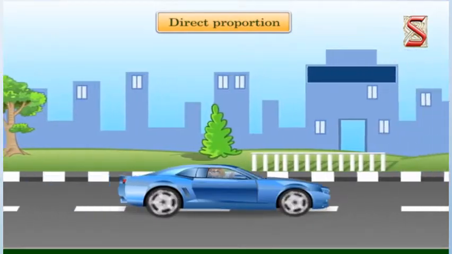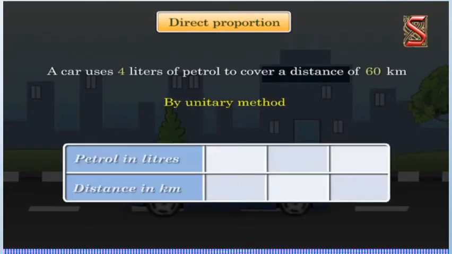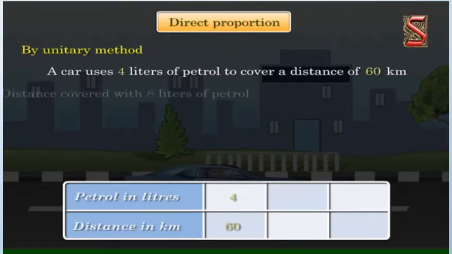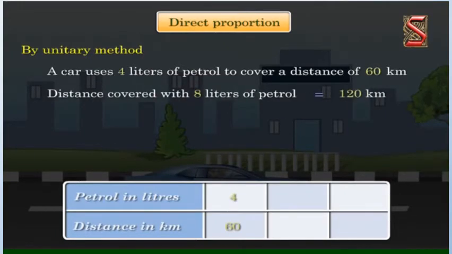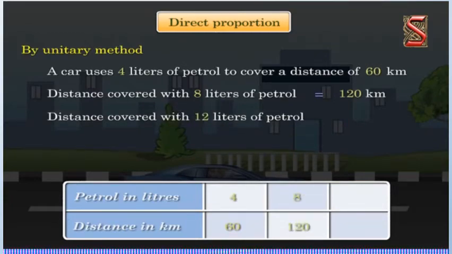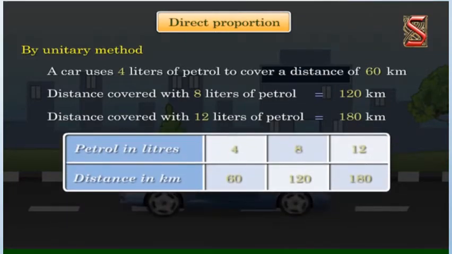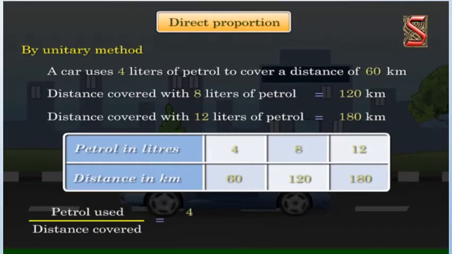Let us assume that a car uses 4 liters of petrol to cover a distance of 60 kilometers. Then, by the unitary method, we can find the following. Distance covered with 8 liters of petrol is equal to 120 kilometers. Distance covered with 12 liters of petrol equals 180 kilometers. Here also we notice that the ratio of petrol used to distance covered is constant.